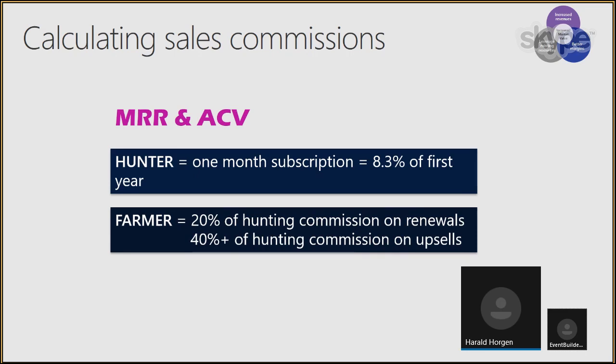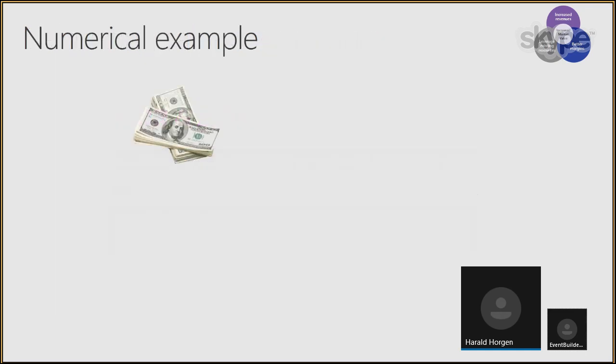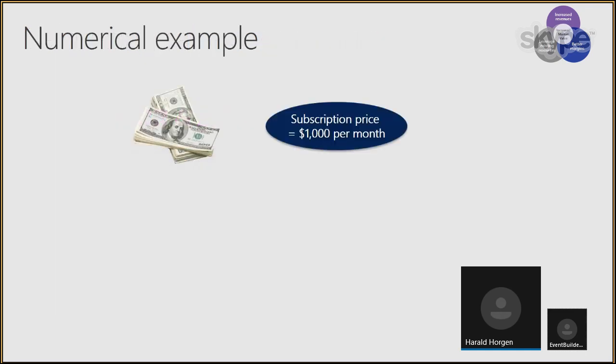The farmer gets some compensation, some incentive to upsell more stuff to existing customers. So if it's a straight renewal, they would get a commission that's equal to 20% of the hunting commission, not 20% of the subscription, but 20% of what the hunter received for bringing the subscription on board. And then they get 40% of that hunting commission for upsells. And again, I'll walk you through a quick model on that.